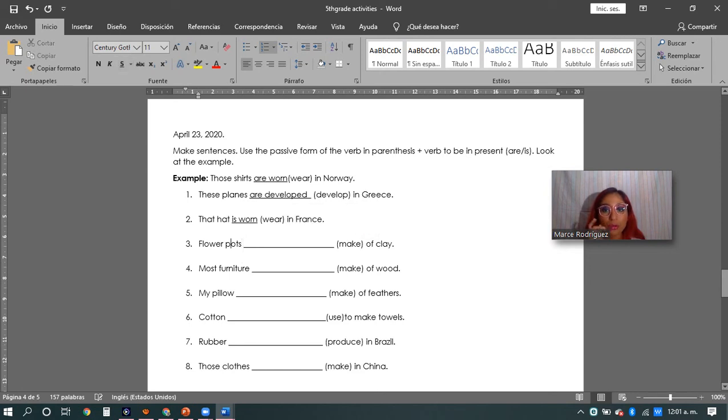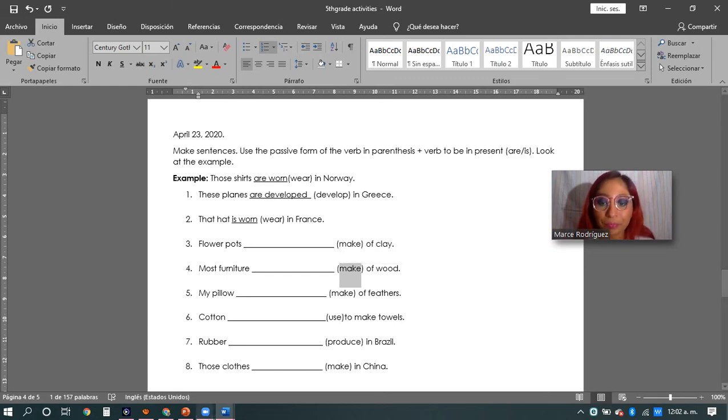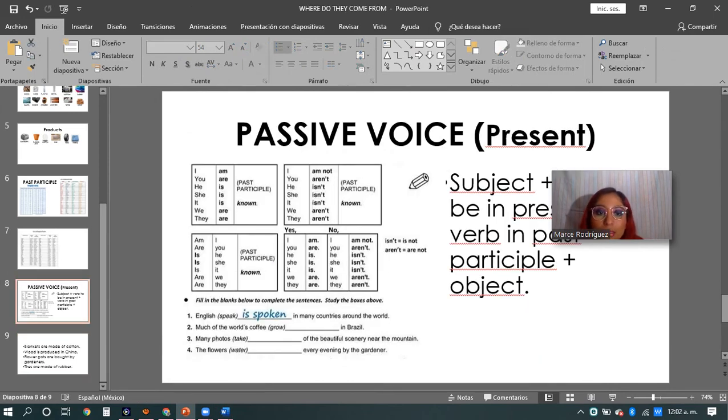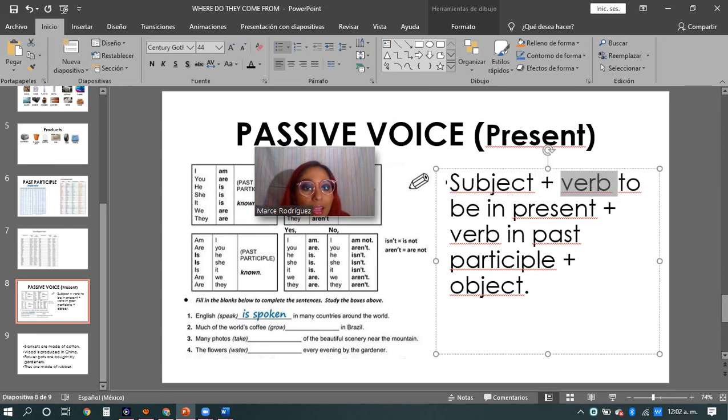First, you are going to look, be careful if it is singular or plural, use is or are. And then change this verb to past participle. Please, if you don't know this yet, please find them on the list or on the internet. Remember that all of the sentences begin by subject, then you add the verb to be in present plus verb in past participle plus the object, okay?